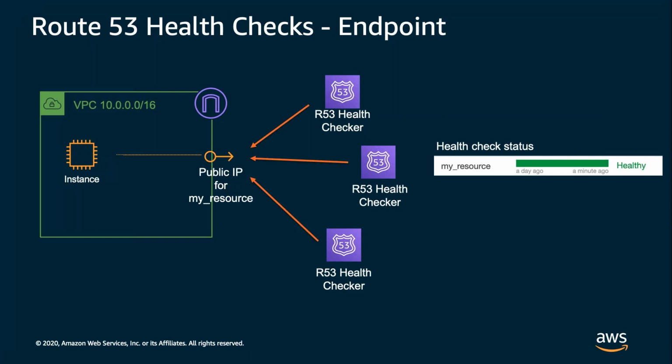If we look at health checks with an endpoint, this requires a public IP address and is for public DNS resolution. We have a global infrastructure that powers Route 53 that's capable of health checking this public IP address for this resource. You can see here on the right what that health check status looks like. Everything's moving along and it's healthy. Then we can take action based on that health check. Obviously, we wouldn't need to take any action if we have a healthy endpoint.